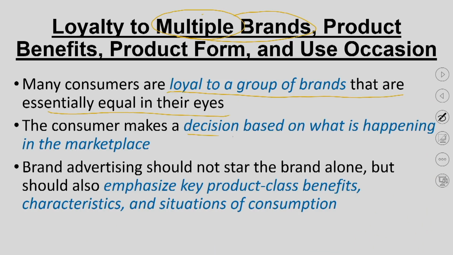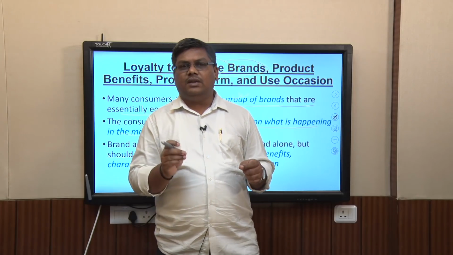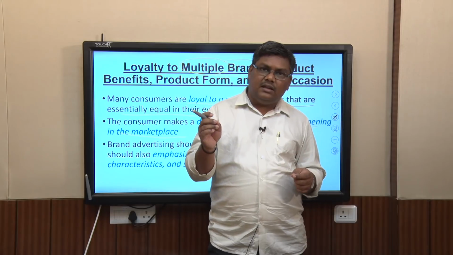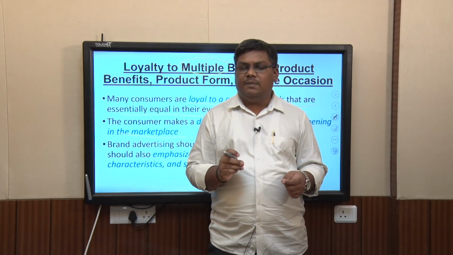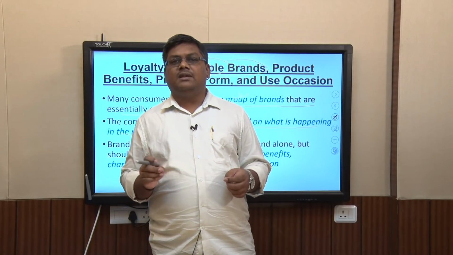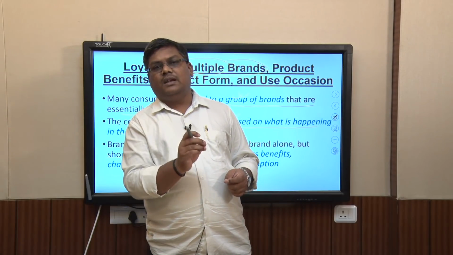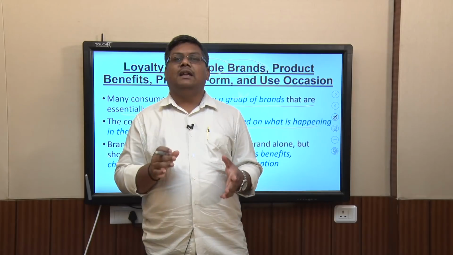Now, the consumer makes a decision based on what is happening in the marketplace, and these are the same people who are marketplace dependent. Given the fact that the consideration set has a number of brands and all of them are equal in terms of delivering benefits, they look at which brand is giving them which kind of benefit, they compare that, and based on that they make a choice of which brand to take and which not to. So, they are market dependent people.